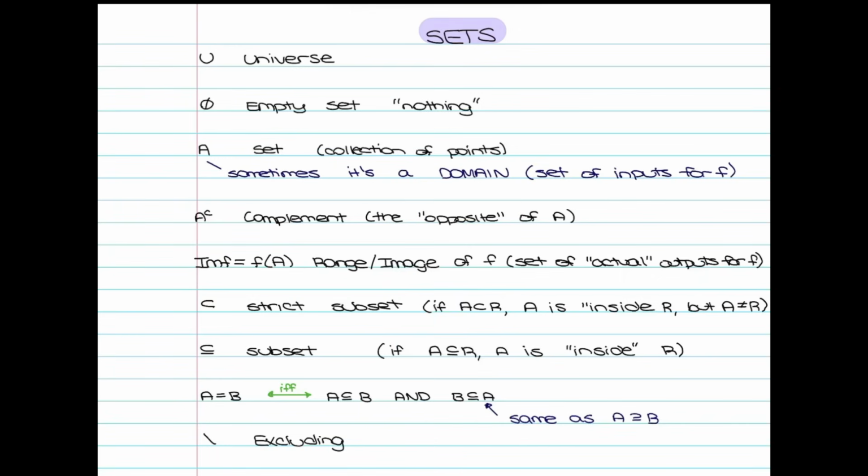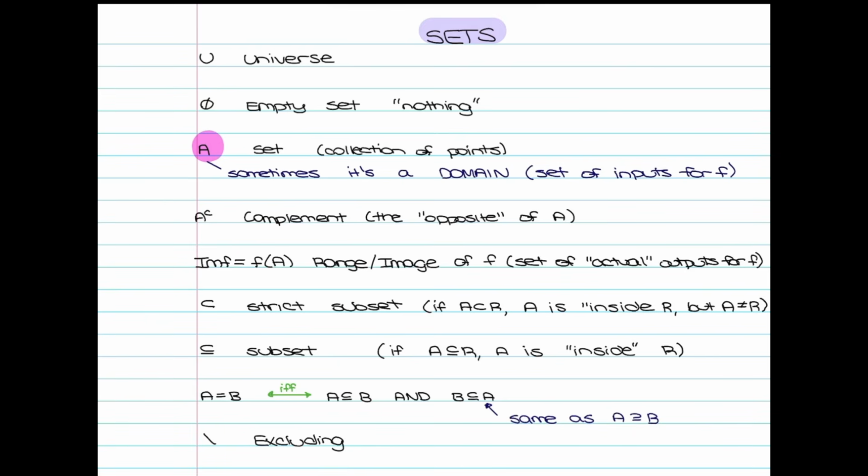Now we have sets, which are collections of x values, or in other cases x and y values, depending on the situation. First, we have the concept of the universe, which is just all of the possible x values that can be considered. The empty set just represents no possible values, so it's like saying nothing. And the usual notation for a set is A. You can also use other capital letters like B, for example, but usually they're going to use A.